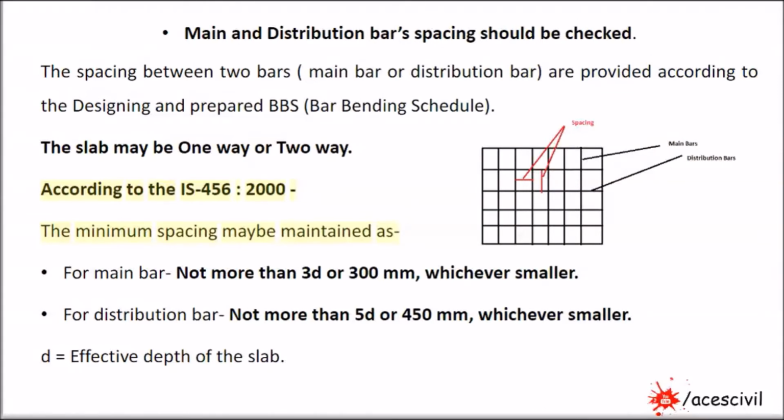456, 2000, the maximum spacing may be maintained as: for main bar not more than 3D or 300 mm, whichever is smaller. For distribution bar not more than 5D or 450 mm, whichever is smaller. D equals effective depth of the slab.